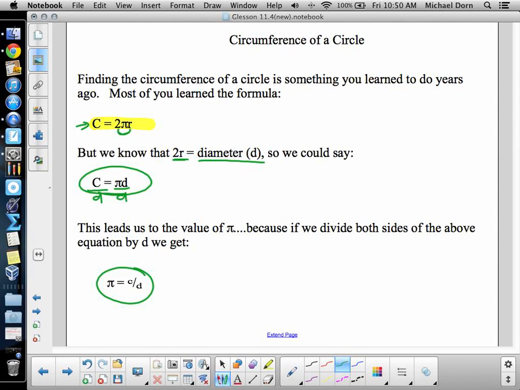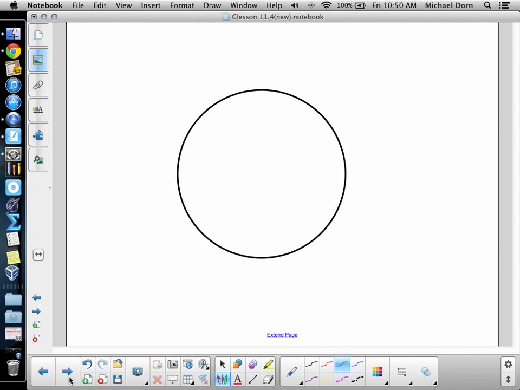And as you know, there is no exact value. It goes on and on and on forever. It's 3.14159265, et cetera. I know you did pi memorization as a middle school thing, but it goes on. So this formula using diameter is taking us back to how this whole pi thing came about. Another reason I like it.